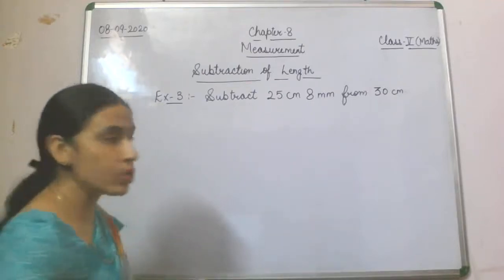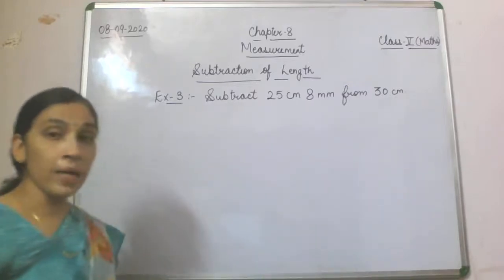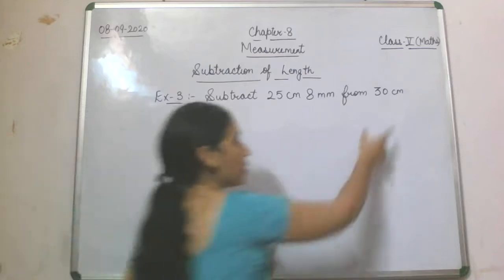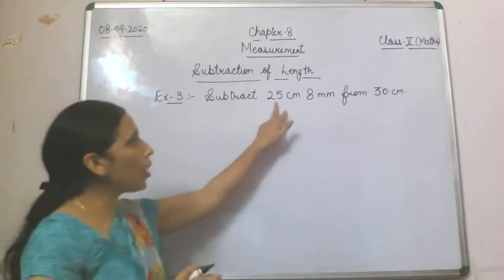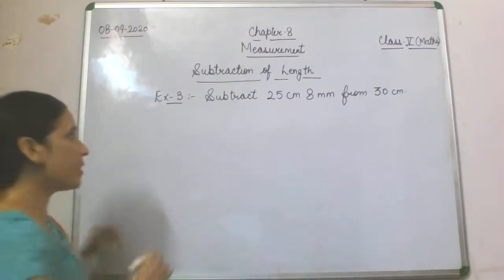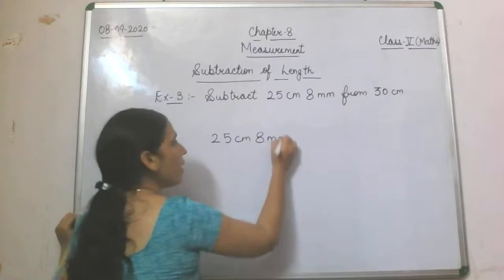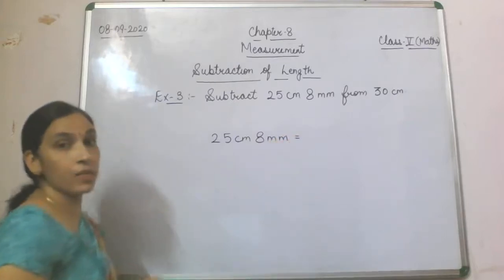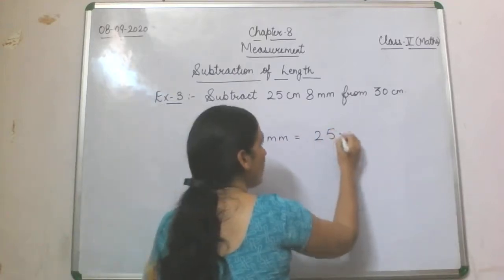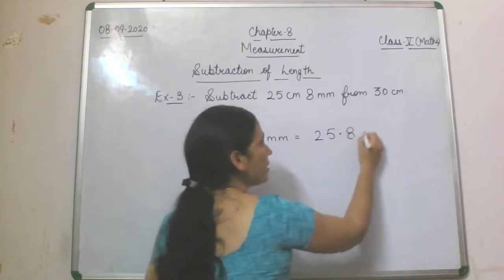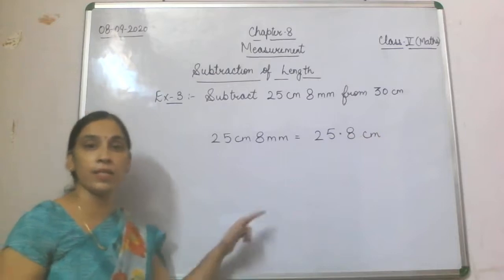That is a part of your conversion. Now this is already in centimeters, so you don't require to convert it. But in subtraction, the bigger one you are supposed to write first, and then you write the smaller. Now, how will we convert this 25 centimeter 8 millimeter? This conversion we have done in a previous exercise. We can write 25 centimeter 8 millimeter as 25.8 centimeter.